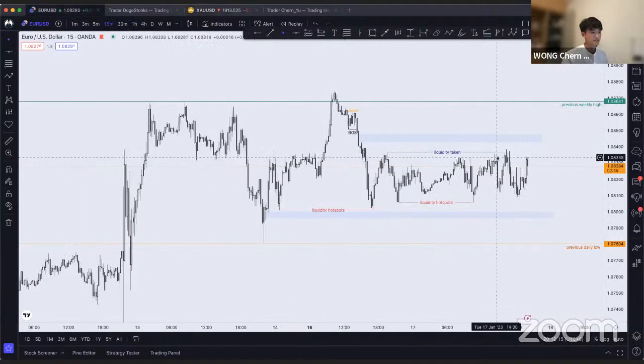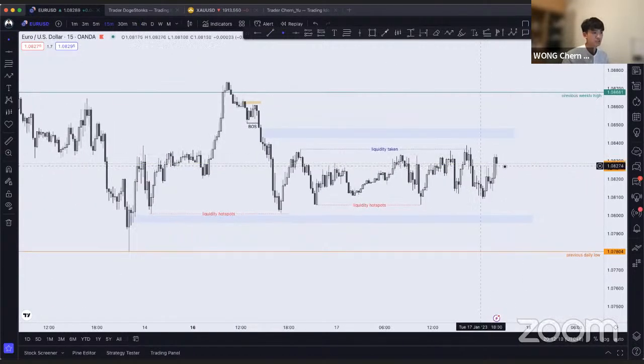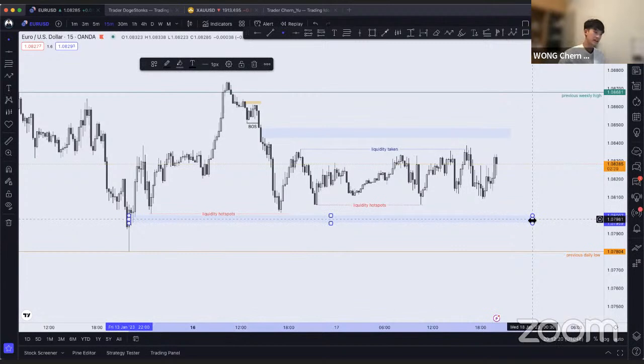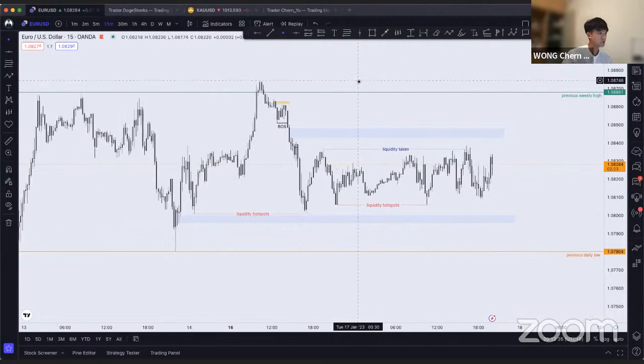Euro USD, as I've mentioned, seems to be bullish, and as of current price action, although it's consolidatory, we could see price stepping into the fair value gap over here before coming back down to the zone at 1.0798, and we will then look out for any long setups to take. So that will be it for the chart today, guys.